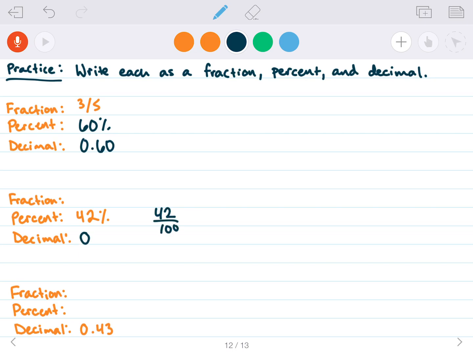So as a decimal, this is just 0.42. If you were to put this in the calculator, that's what you get, 42 hundredths. As a fraction, 42 out of 100 can reduce.